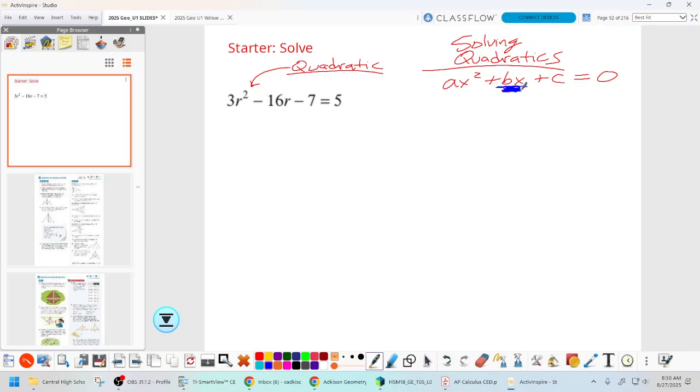And they both depend on either having or not having that bx term, that term that has just x, or in this case r. So if you have this term, and you might have to rearrange to see it, if that's a yes, then you're going to star factor to solve, which is what we'll do here. If you don't have that, then you're going to square root.